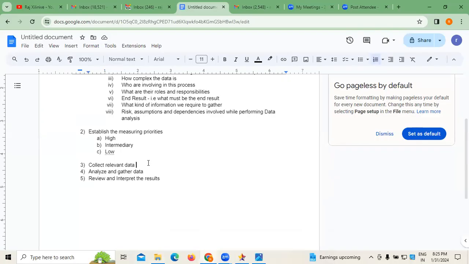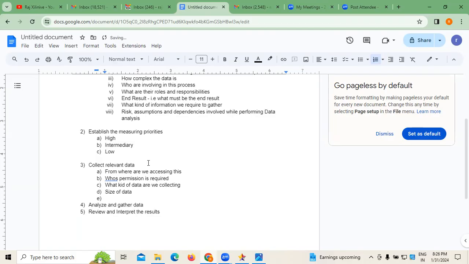Next, we need to collect the relevant data, right? If you want to collect the relevant data, first of all, we must know from where we are accessing this, whose permission is required. Next, what kind of data are we collecting? Next, we must know about the size of data.